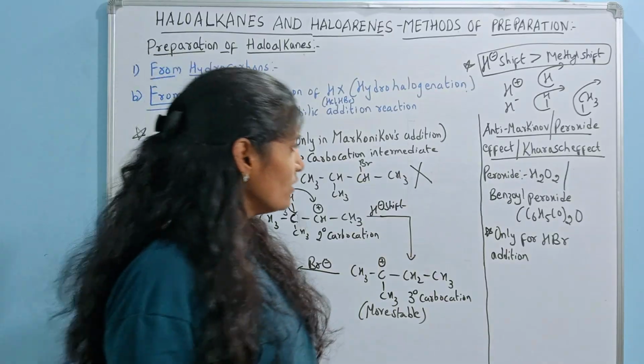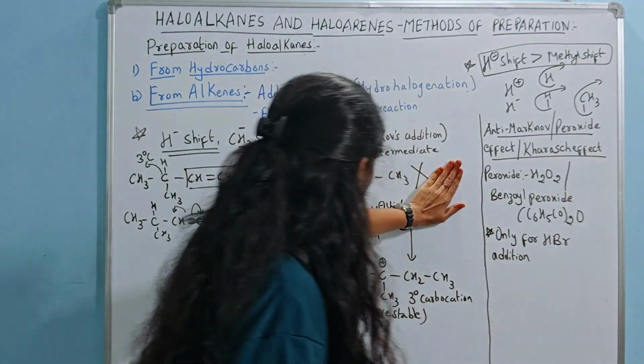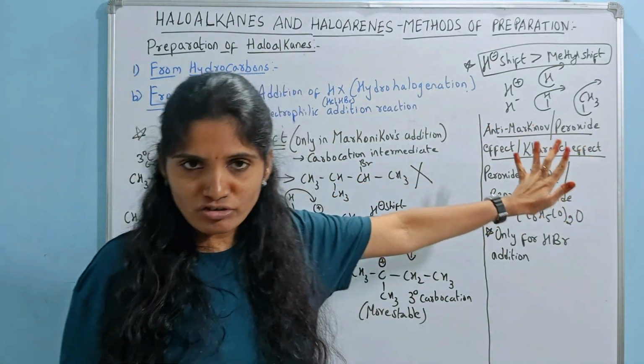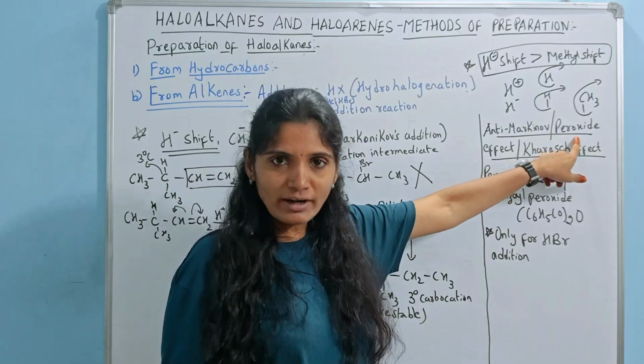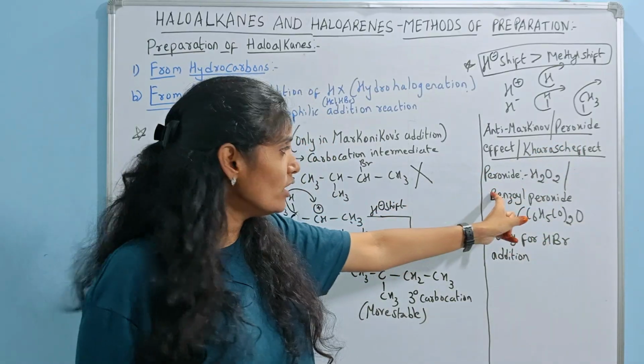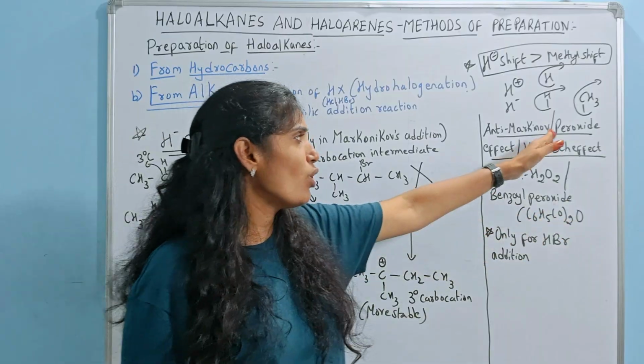Now I have written something here. Let us come to this part. Why can't I talk about hydride shift and methyl shift if it is anti-Markovnikov addition, which is also called the peroxide effect, because we can do it in the presence of peroxide. Either you can take hydrogen peroxide or you can take benzoyl peroxide. We call it the peroxide effect.